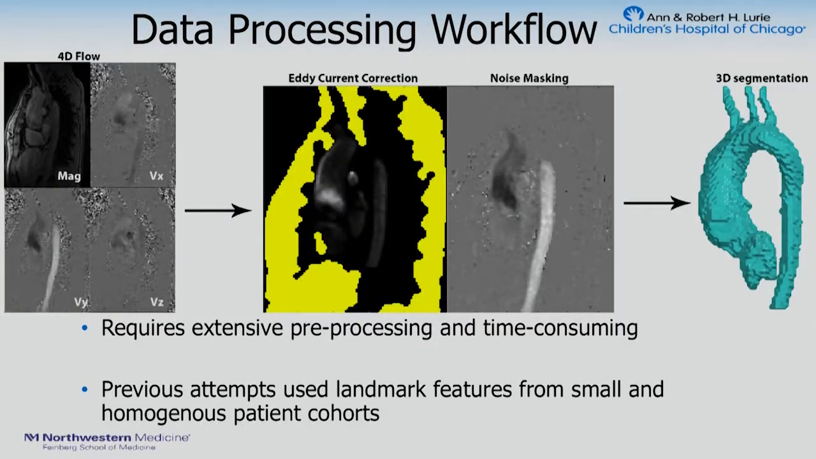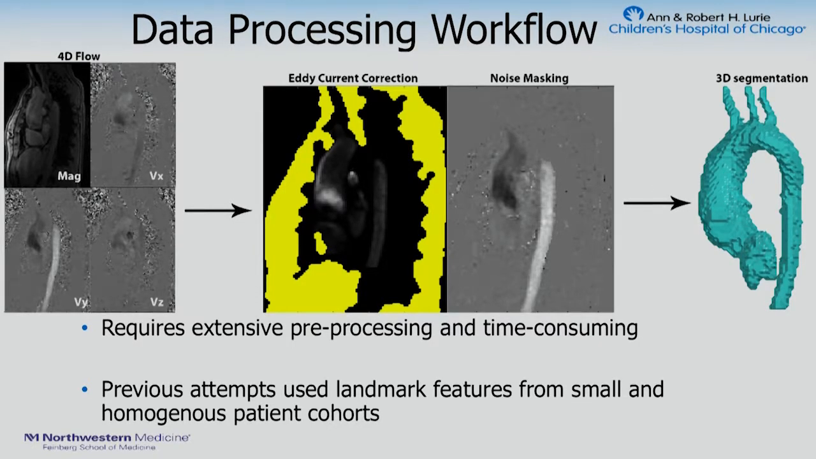However, the evaluation of flow dynamics from 4D flow MRI requires manual and cumbersome data analysis, including the 3D segmentation of the thoracic aorta, limiting clinical translation and increasing inter-observer variation.